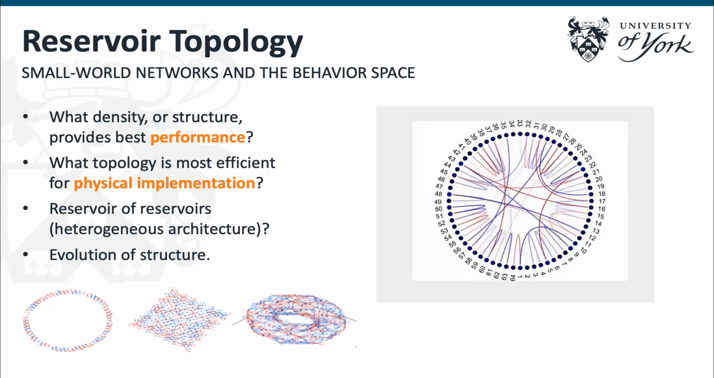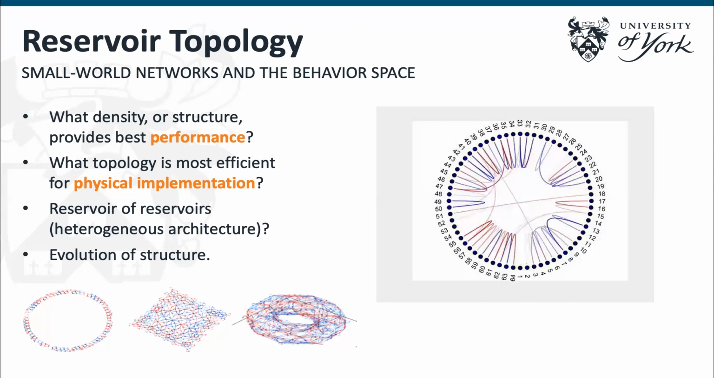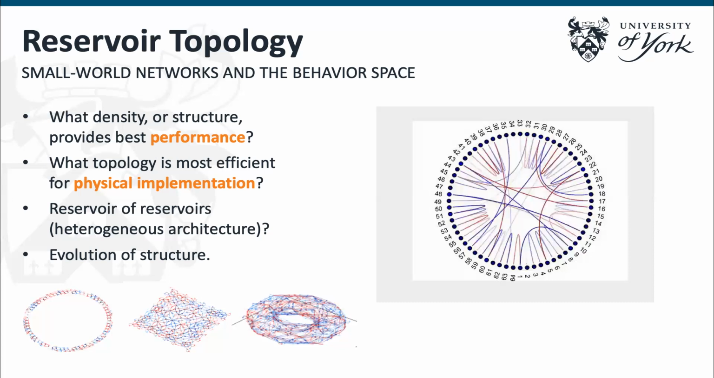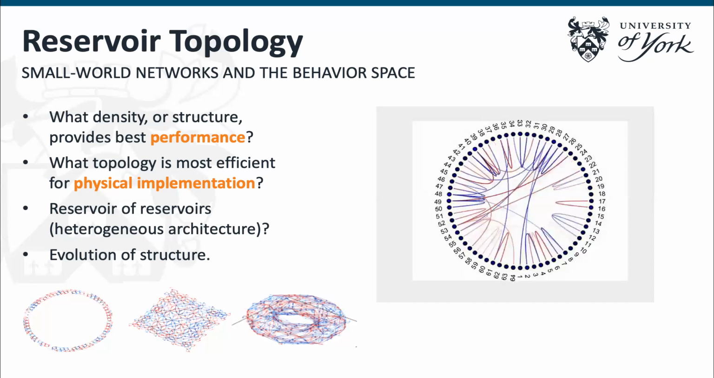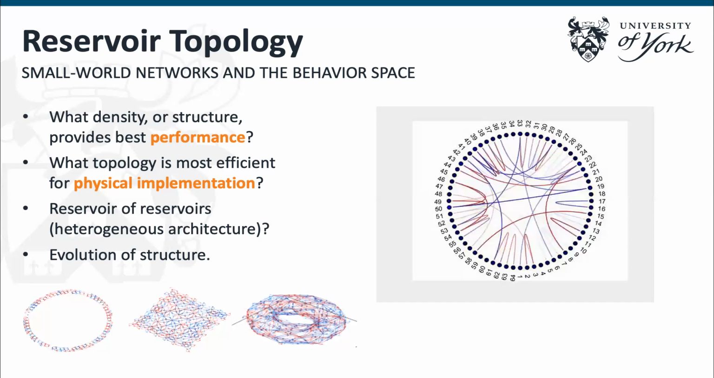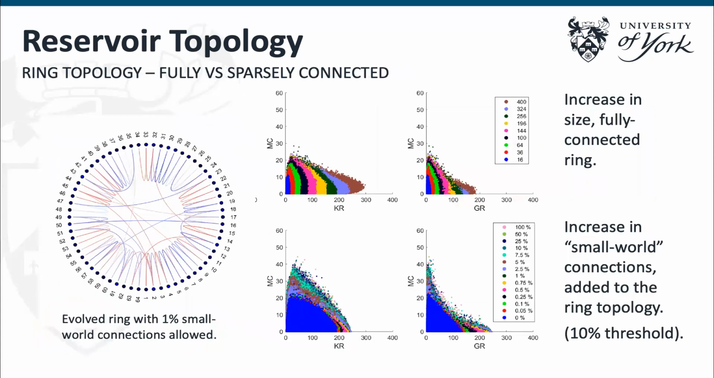So in this case, we've looked at rings, we've looked at lattices and toruses, all the stuff that we can find, funky shapes. And then we use an evolutionary algorithm to evolve the connectivity of this, and we measure the performance with the tool that I just showed you. And the finding is actually quite interesting, in this case for the example of a ring.